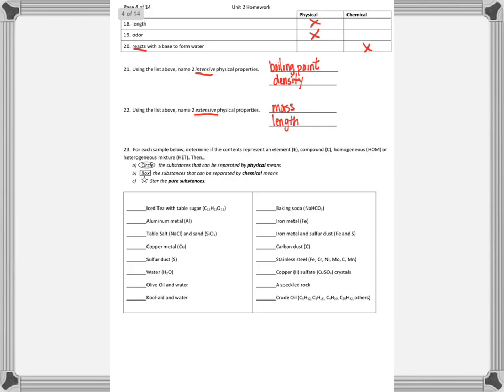All right, for each sample below, determine if the contents represent an element, a compound, a homogeneous or heterogeneous mixture. Then we have to circle if we can separate these substances by physical means, a box if we can separate them by chemical means, or a star if those are pure substances. If they're physical means, there's no chemical reaction. Chemical means it has to be a chemical reaction, and if they're pure substances, we're talking about elements.